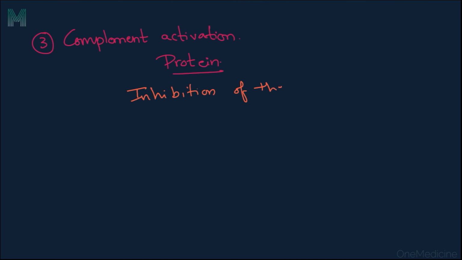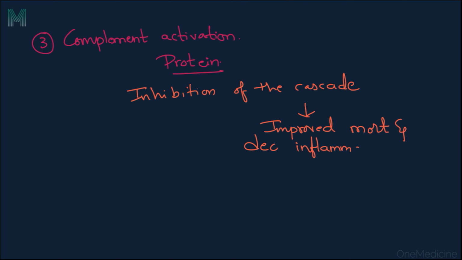Third factor is complement activation. The complement system is a protein cascade that helps in clearing pathogens from an organism. There is evidence that inhibition of the complement cascade results in improved mortality and decreases the inflammation in animal models. These are not tried on humans.